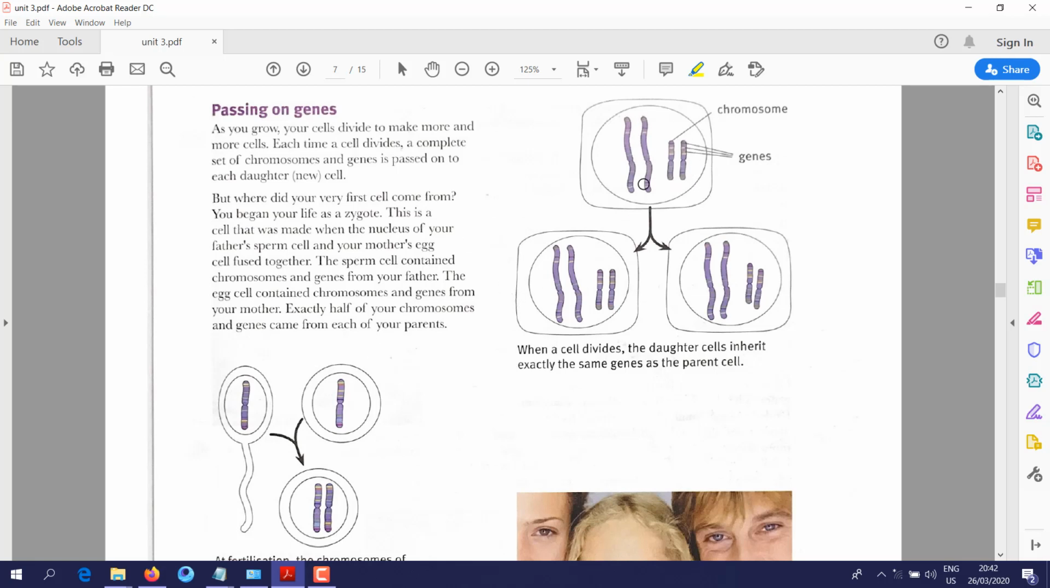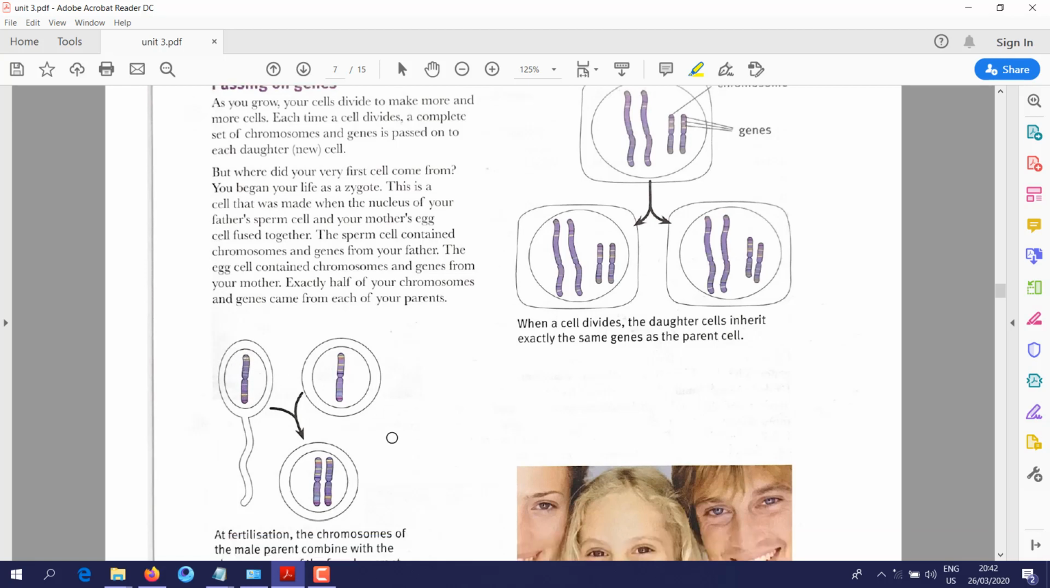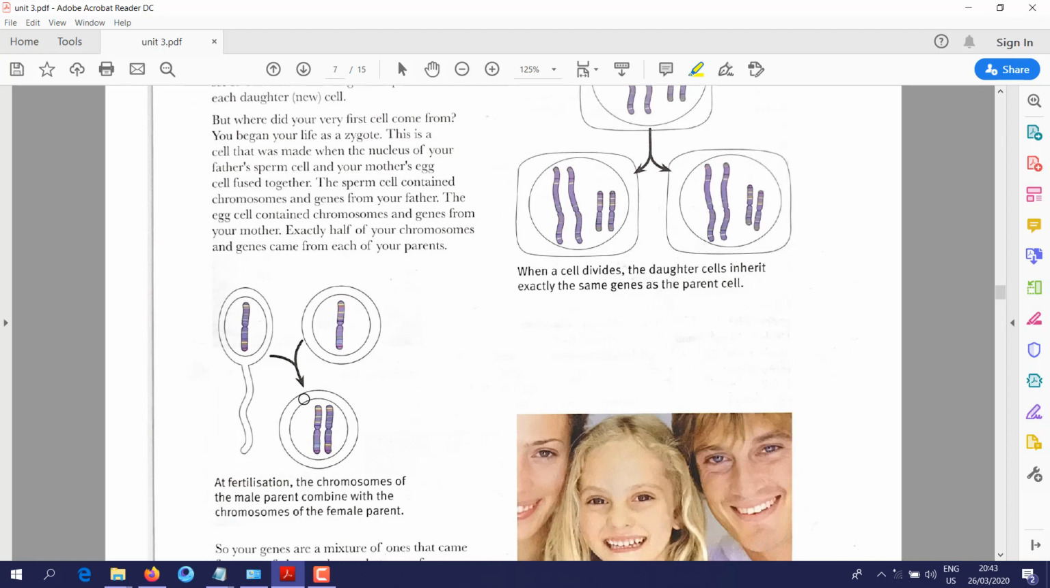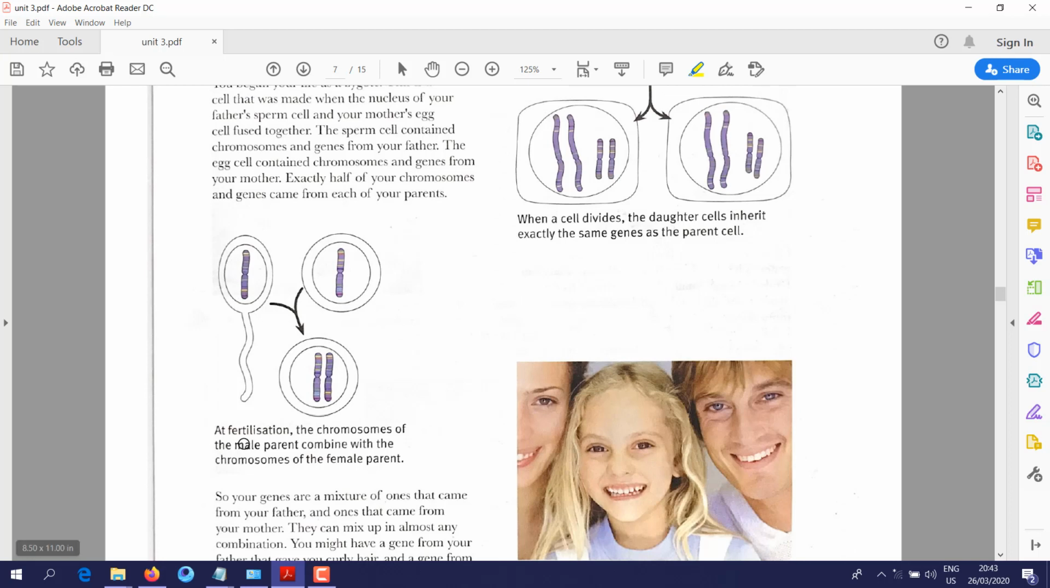If you take a look at this one, here the chromosome is double, but look at this one. Here we have only one chromosome, a half of it. So what will happen? A chromosome from the father and a chromosome from the mother fuse in the process of fertilization. The nucleus of this one will fuse with the nucleus of this one. They will form a zygote. A zygote is a cell that has a complete set of chromosomes from both father and mother. So after fertilization, the chromosomes of the male parent combine with the chromosomes of the female parent.